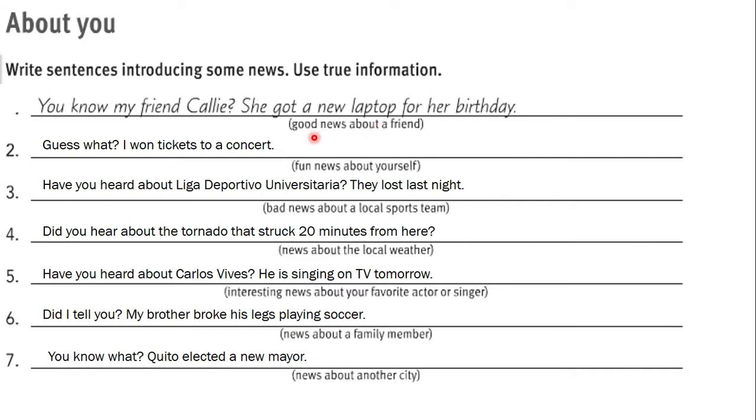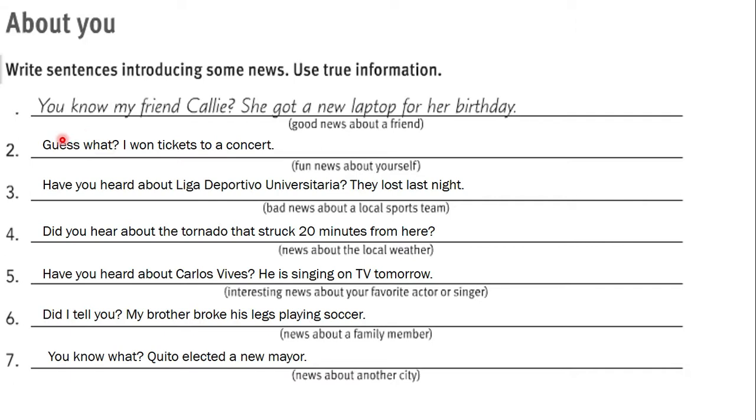It says, good news about a friend. ¿Ya? Dar buenas noticias acerca de un amigo. So you know my friend Callie? She got a new laptop for her birthday. ¿Le conoces a mi amiga Callie? Le regalaron una laptop por su cumpleaños. Number 2. Fun news about yourself. O sea, dar unas noticias chistosas acerca de ti.